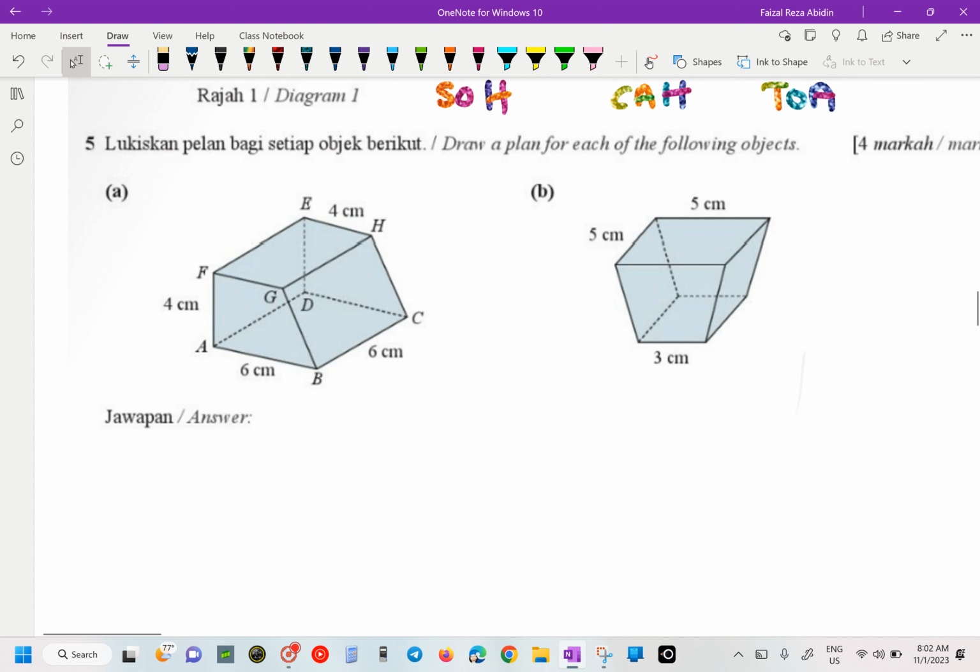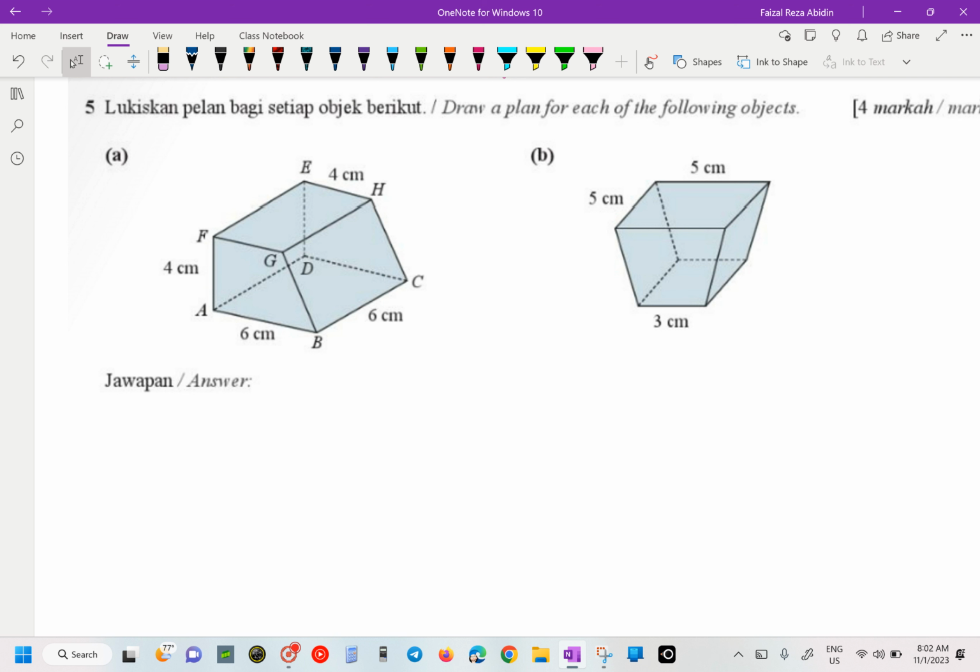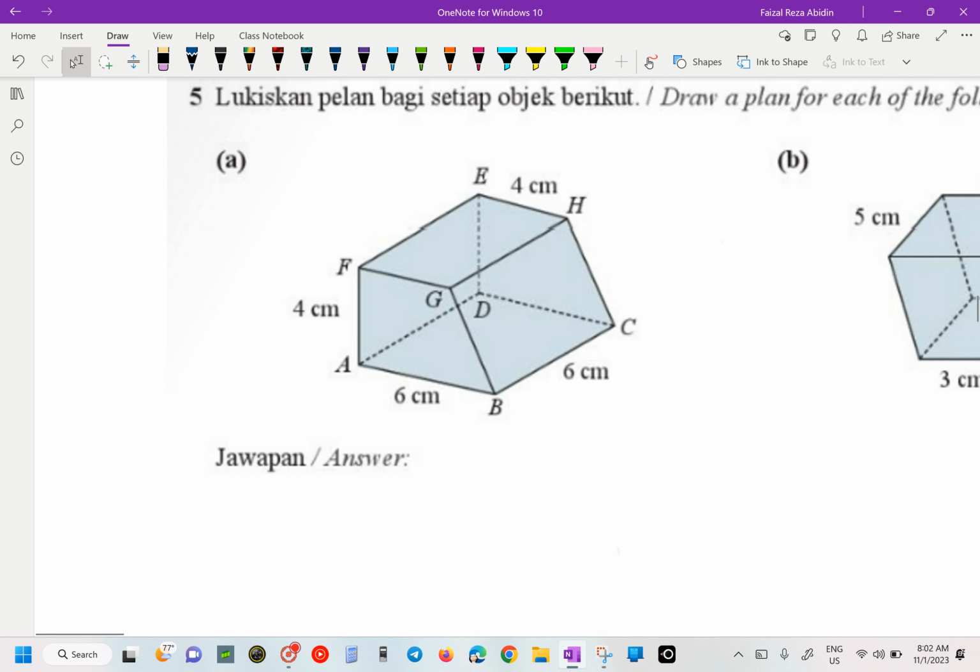Okay, next, number 5. Draw a plan. What does it mean by plan? Your eyes are going to be up here, and you are going to see down. Base. Yes, base. That's right.